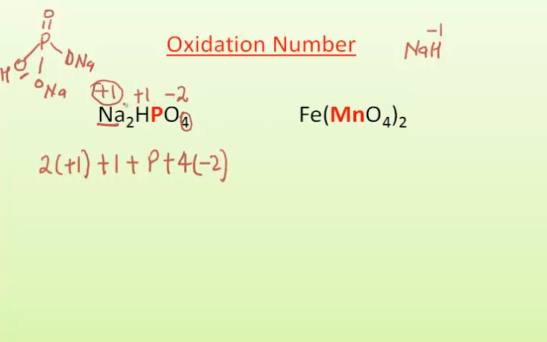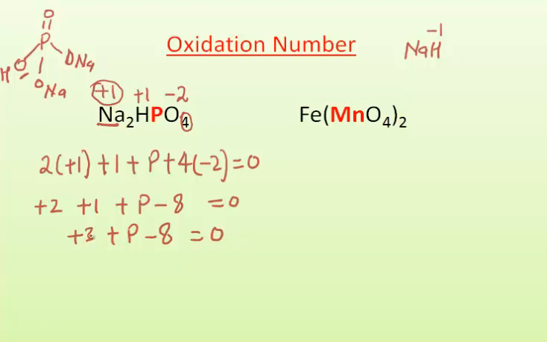The total oxidation number of atoms of this neutral compound will be 0. We can do the calculation: 2 × 1 = 2, so plus 2, plus 1, plus the phosphorus atom, 4 × 2 = 8, minus 8, is equal to 0. Plus 2 and plus 1 make plus 3. We have the phosphorus atom plus 3 minus 8, which is minus 5, equal to 0. Now we can transfer minus 5 to the right side, and we get phosphorus atom is equal to plus 5. Well, the oxidation number of the phosphorus atom in this neutral compound is plus 5.